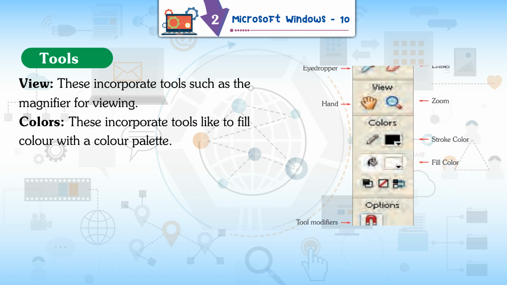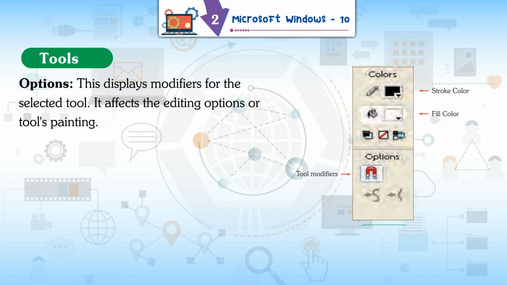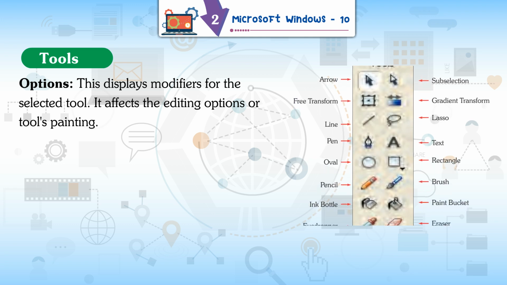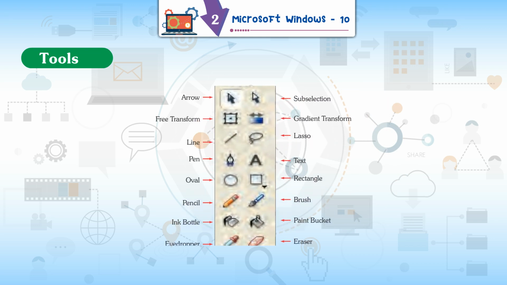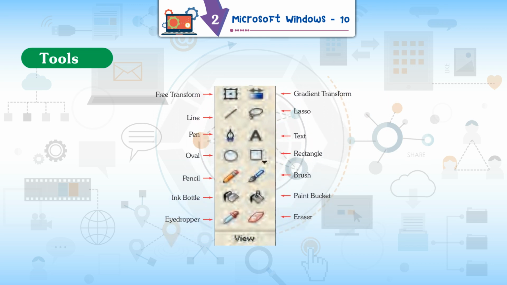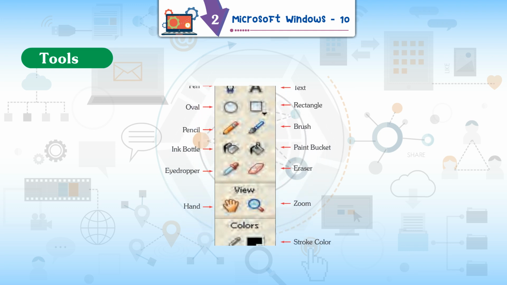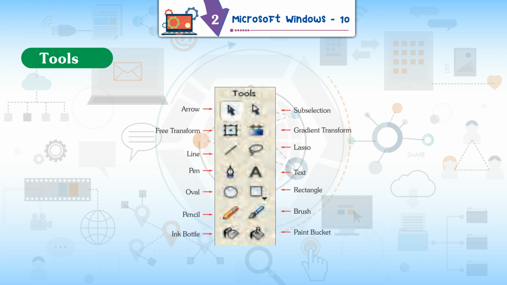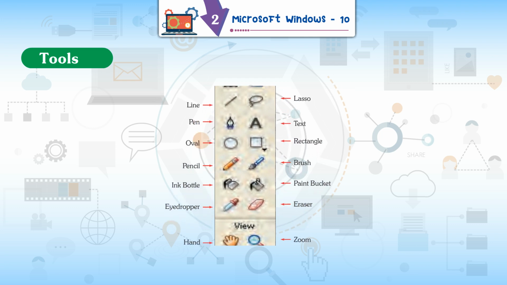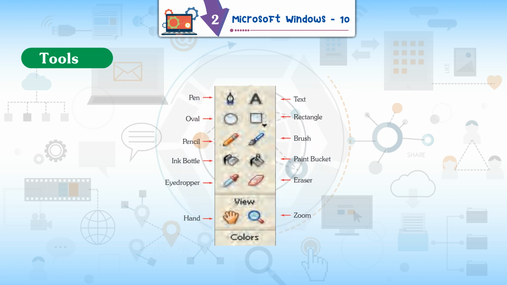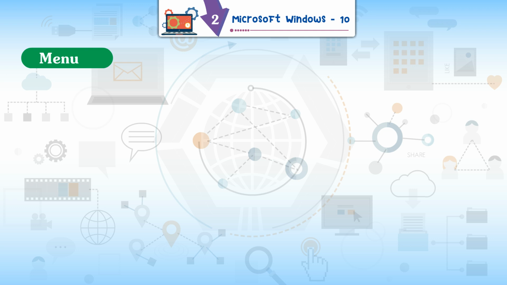Colors. These incorporate tools like fill color with a color palette. Options. This displays modifiers for the selected tool. It affects the editing options or tool's painting. Tools: arrow, free transform, line, pen, oval, pencil, ink bottle, eyedropper, hand, tool modifiers, subselection, gradient transform, lasso, text, rectangle, brush, paint bucket, eraser, zoom, stroke color, fill color.